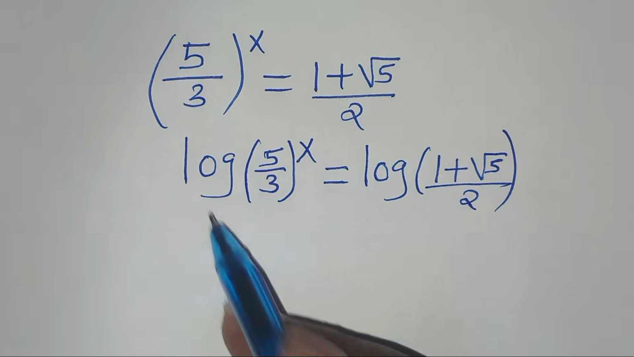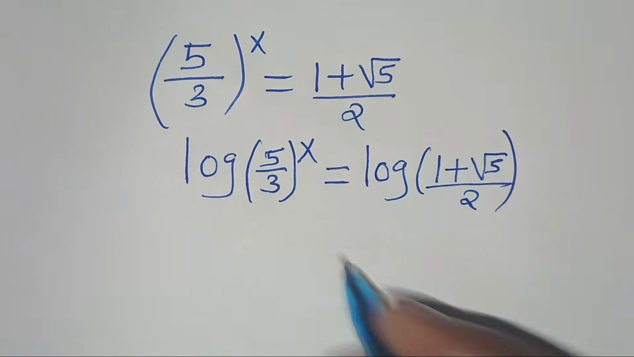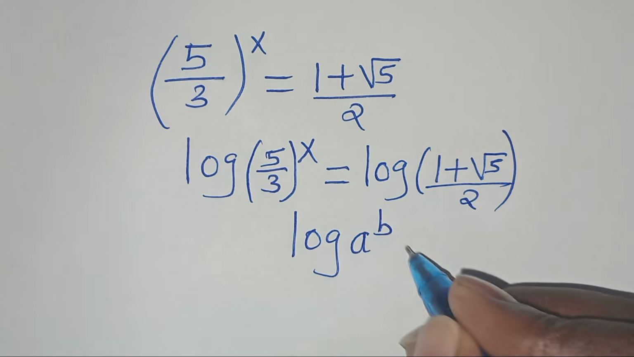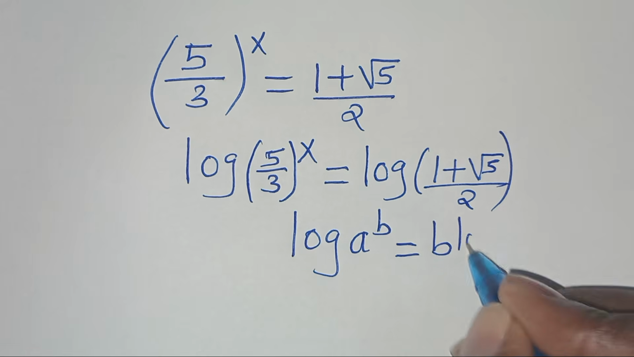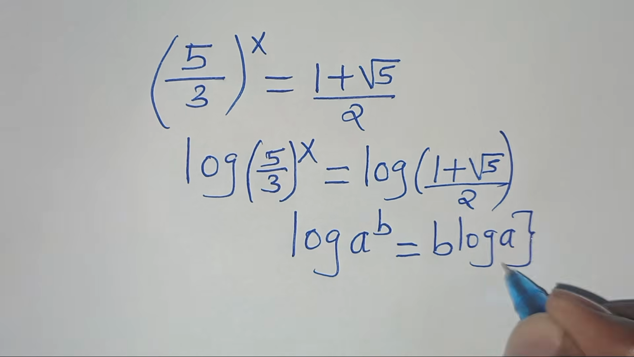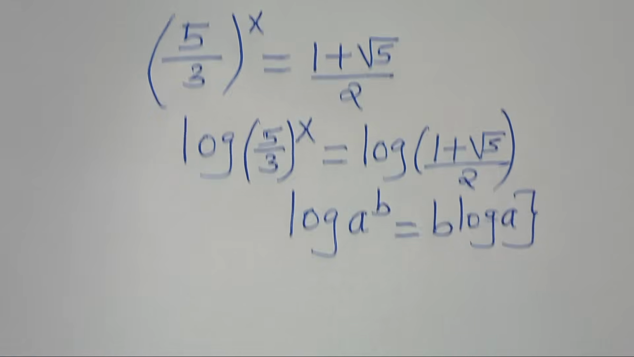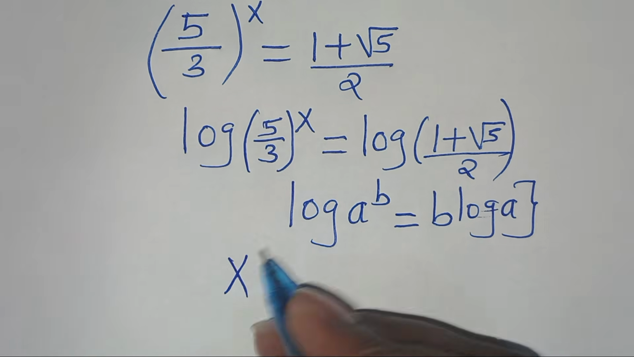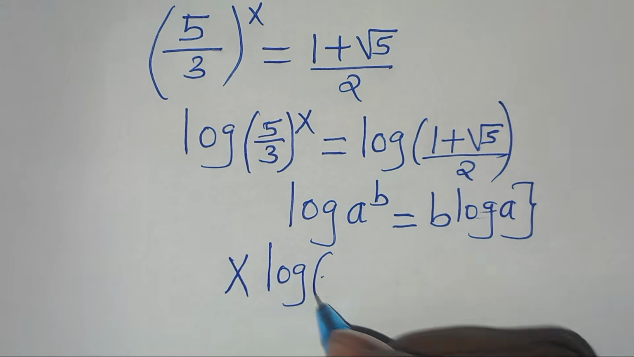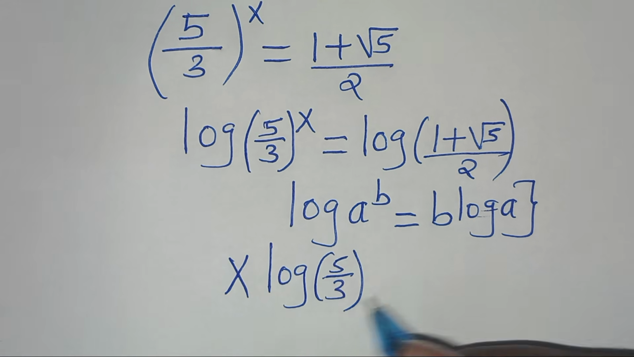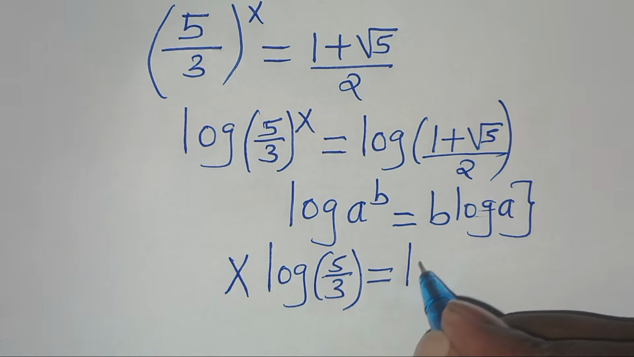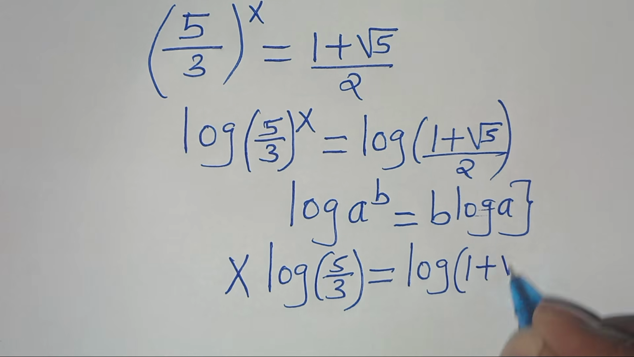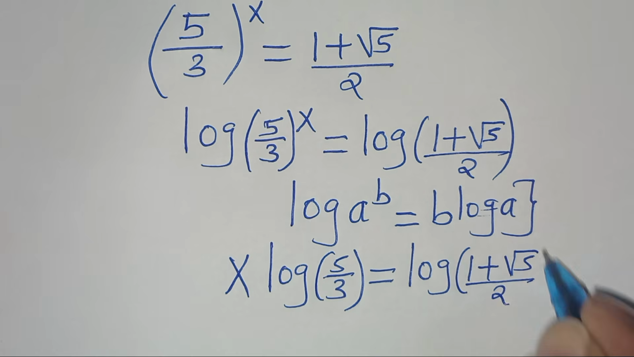Now we have that log (5/3)^x is actually in the form of log a to the power of b, which we can express as b log a. Let's apply this power log property so that log (5/3)^x becomes x log (5/3), which is equal to log of (1 + √5)/2.